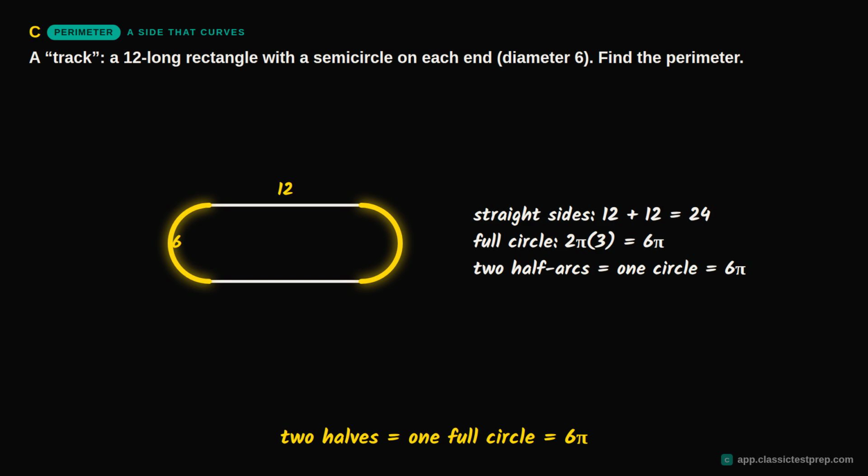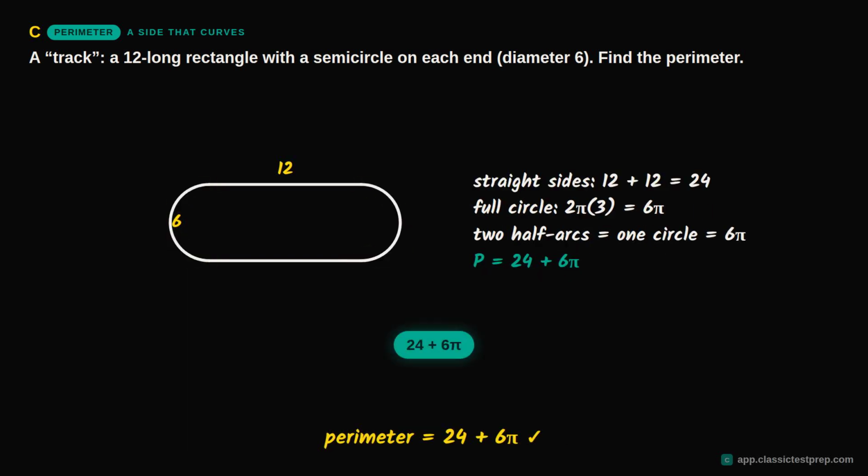So the correct answer is going to be 24 plus 6 pi. The sides of the rectangle add up to 24, and then the semicircle arcs are each 3 pi. Add them together, that's 6 pi, and you get the perimeter.